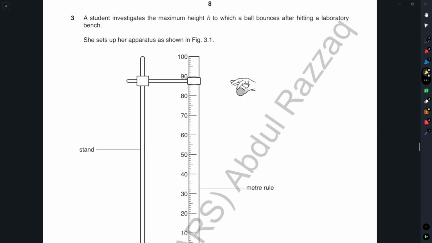Question number 3. A student investigates the maximum height h to which a ball bounces after hitting a lab bench. She sets up her apparatus as shown in figure 3.1. All right, cool.